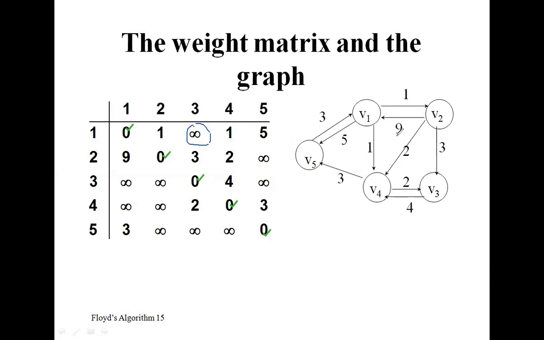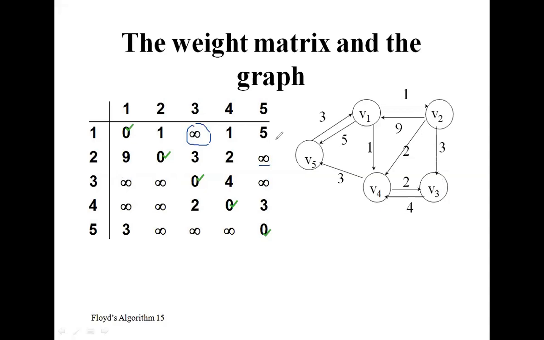2 to 1, from vertex 2 to vertex 1, there is a direct edge, 9. Vertex 2 to 3, 3. Vertex 2 to 4, 2. Vertex 2 to 5, there is no direct edge. From vertex 2 to vertex 5 there is no direct edge, so infinity. This is infinity. Now check from vertex 3 to vertex 1.